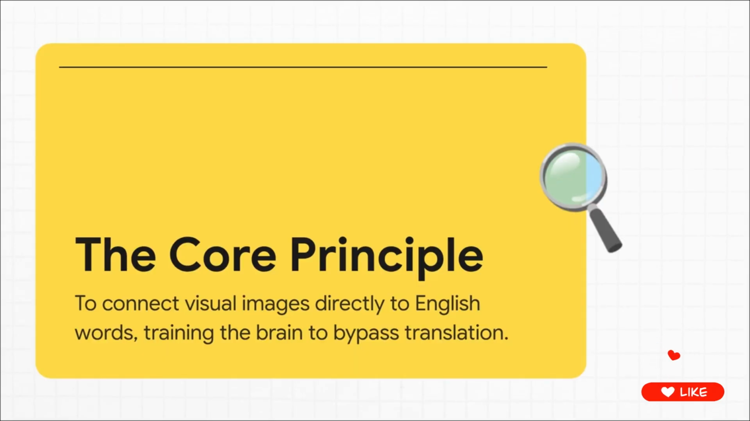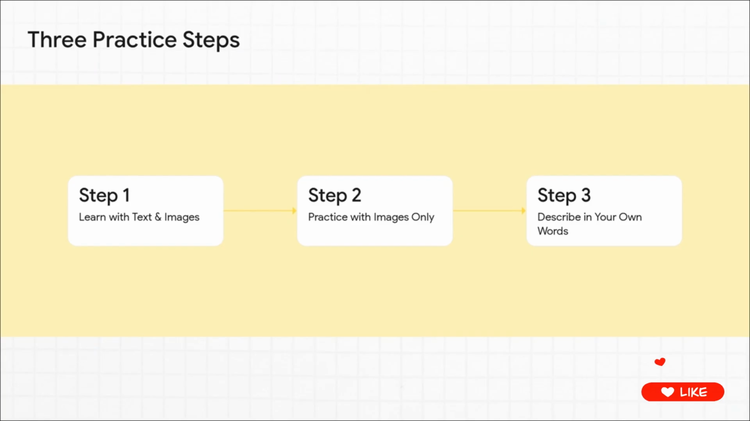By creating direct connections in the brain. It's a lot like how we all learned our first language. Think about it. When you were a little kid, you saw an apple and you learned the word apple. You didn't translate it from some other language first, you just connected them. To build that direct connection, the practice is broken down into 3 key stages. It's a really clever process that's designed to take you from just seeing the words and images together to eventually describing the world around you in English completely on your own.